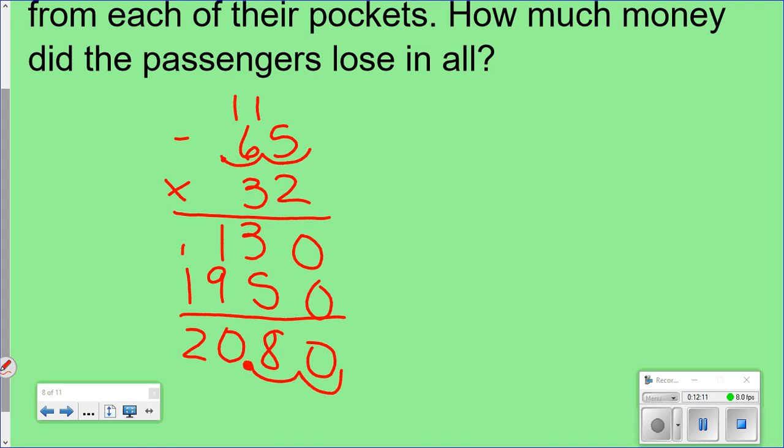Now looking at this number, should my answer be positive or negative? Why negative? I have a negative here and a positive here. So every time that roller coaster goes around, and if there's 32 people on it, that's how much money ends up on the ground.